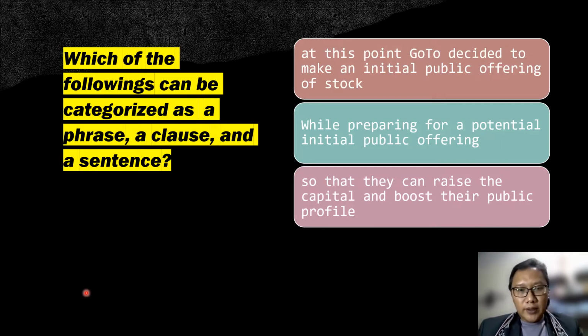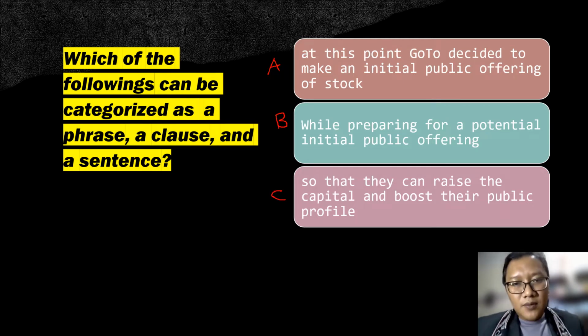I want you to take a look at these three groups of words. Which of the following can be categorized as a phrase, a clause, and a sentence? We have the one at the top, the one in the middle, and the one at the bottom. Let's say this one is A, B, and C. Take a look and decide which is a phrase, which is a clause, and which one is a sentence.